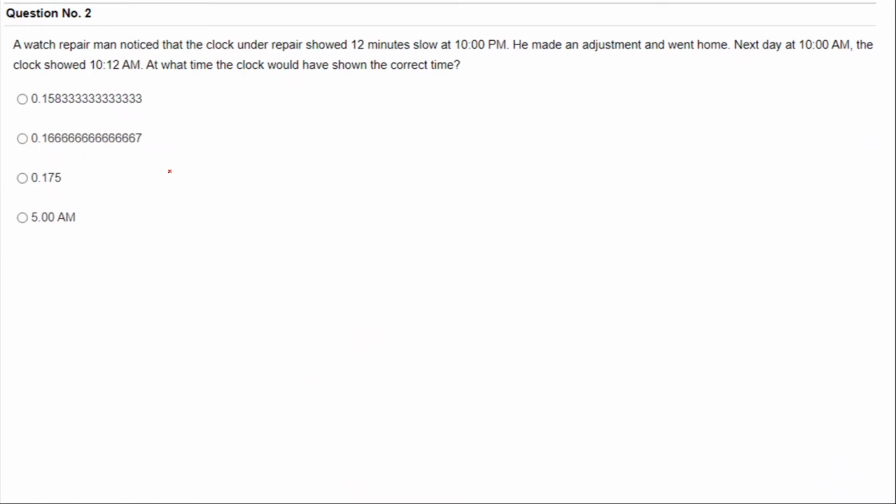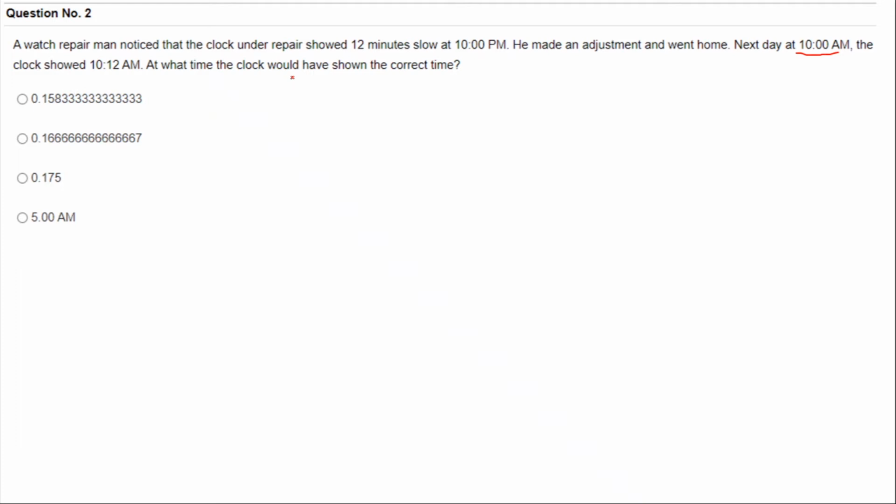Question number 2. A watch repairman noticed that the clock under repair showed 12 minutes slow at 10 p.m. He made an adjustment and went home. Next day at 10 a.m. the clock shows 10:12. At what time would the clock have shown the correct time?